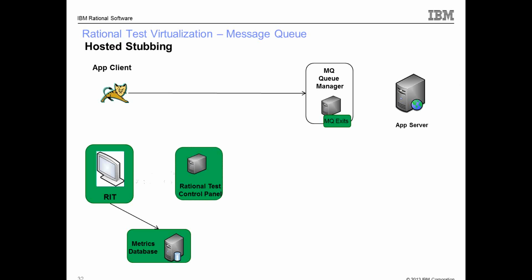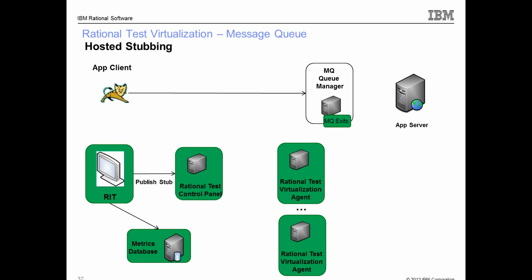Now, in the case of hosted stubbing, similar to how it existed for the web services, RIT publishes the MQ stubs to the control panel. Control panel tries to identify which virtualization agents can take care of MQ messages. Once it identifies these agents, it starts the MQ stubs on those agents, and the agents now respond to the requests on the queue manager. And again, the control panel can then write results to the metrics database as well.